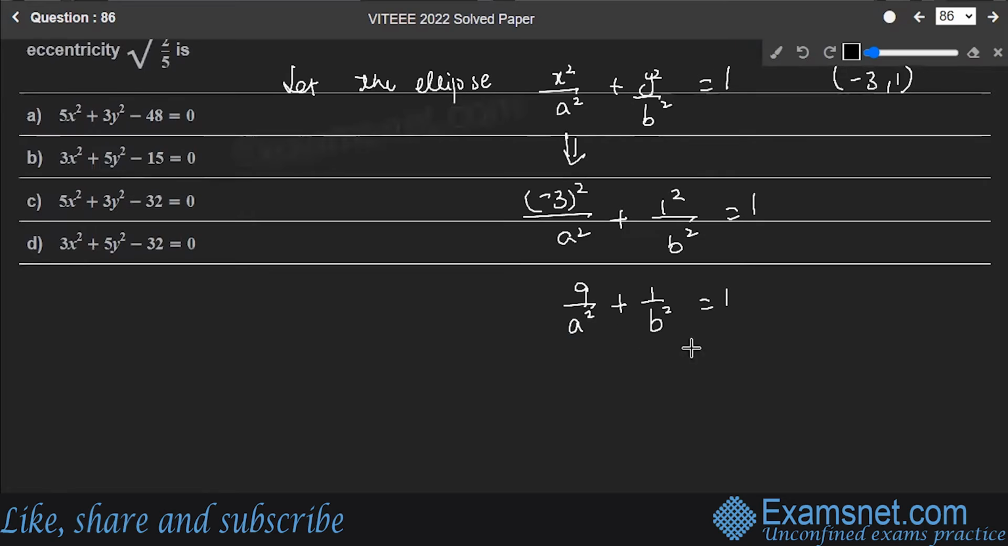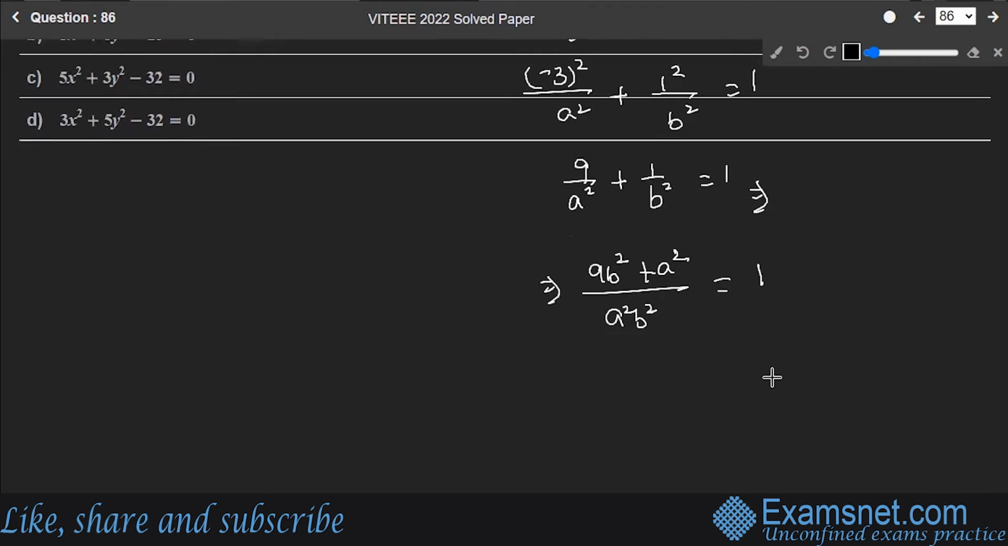Here let's take the LCM, a square b square. This is 9b square plus a square equals a square b square, or 9b square minus a square b square equals a square.